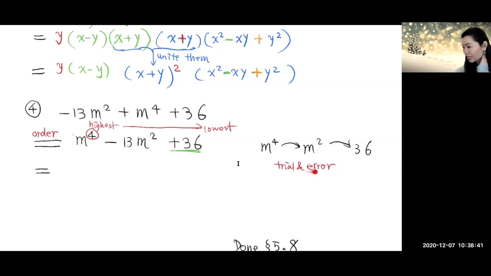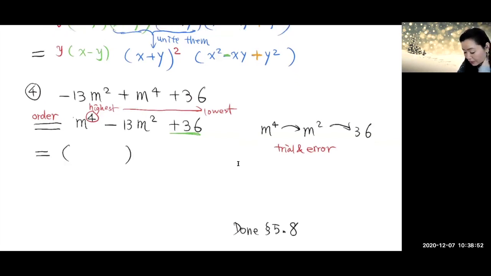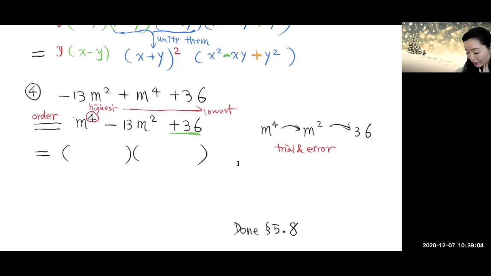So think about we can use trial and error factoring. So we factor, remember last time we do that? So m to the 4 factor into what? M squared. Yes, m squared. Yeah, you got it. Okay, good job. So we have m squared times m squared, right? So m to the 4 over here factors into m squared times m squared.